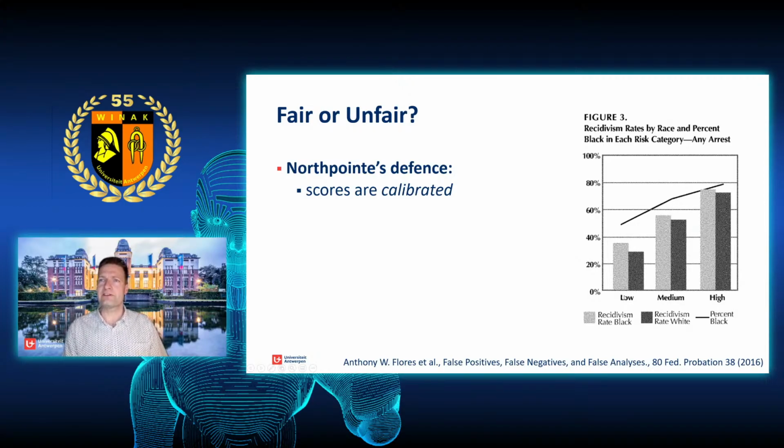But one thing that you can also see in this graph, and that is what this black line is, is that the black people are more represented in the high risk category than in the low risk category. The black line just represents, of all the people in this category, how many are black, and which percentage is black.